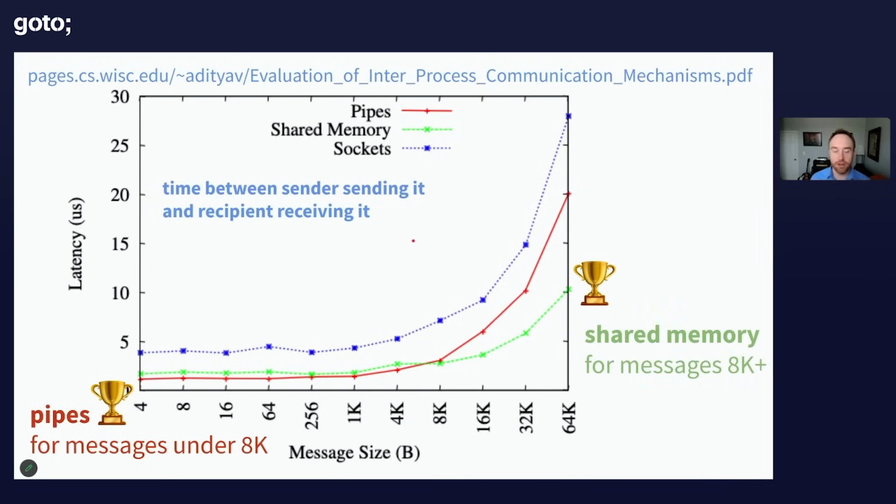Now, a downside of shared memory is that you can only do it if you've got a parent process that spawns the child process. You can't have two arbitrary disconnected processes communicating over shared memory. So lots of trade-offs here, but the point is there are ways we can make this inter-process communication go even faster by switching it up from sockets to something else.